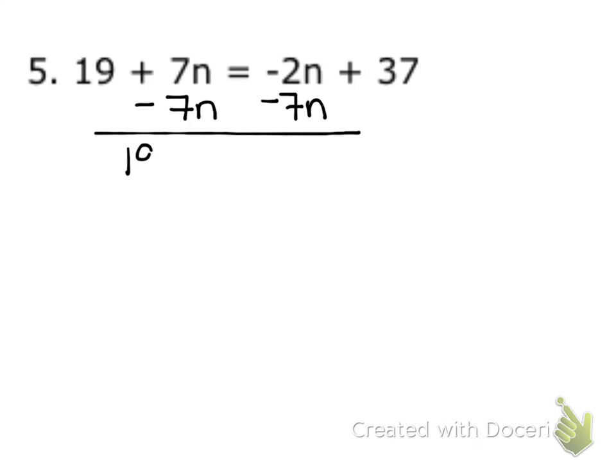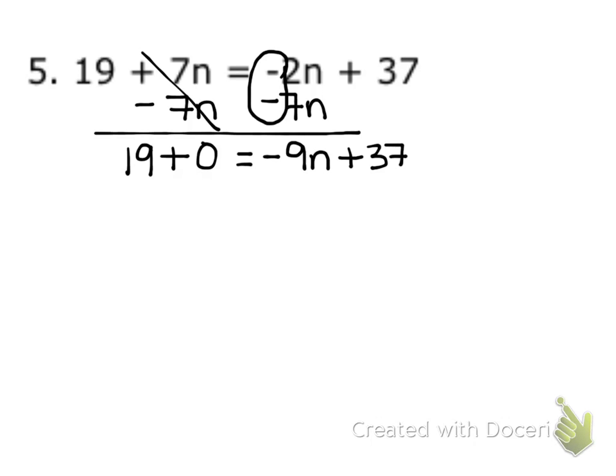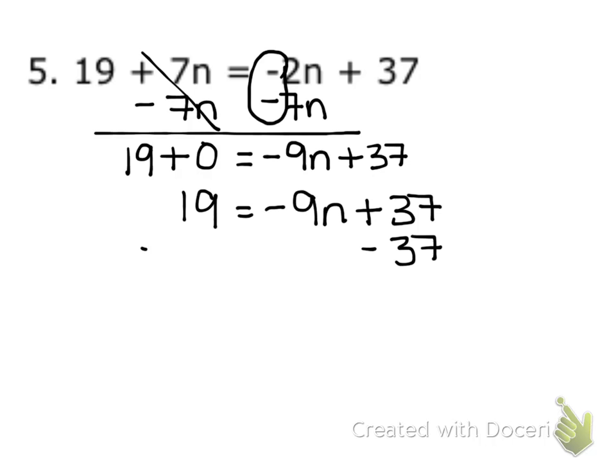Now I would have 19 plus 0 equals, now pay attention because you have 2 negative numbers there. Same sign, we're going to add them together and keep the sign. So 2 and 7 is 9, so this is a negative 9n plus 37. 19 equals negative 9n plus 37. Now I'm going to have to subtract that 37.